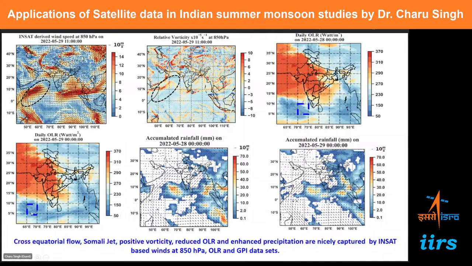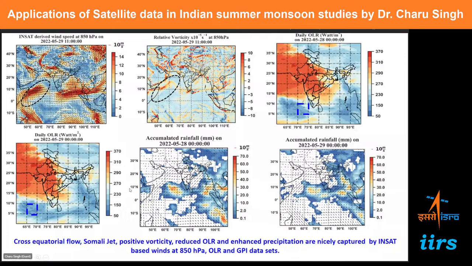And in association with these dropped OLR values, we also see a high amount of rainfall in this region. And therefore, the cross equatorial flow, Somali jet, positive vorticity, reduced OLR, and enhanced precipitation, these characteristics of the monsoon were nicely captured by the INSAT-based data set: the 850 hectopascal winds, outgoing longwave radiation, and GPI precipitation data set.